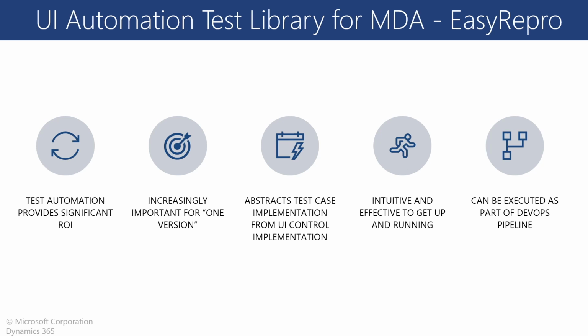It becomes very important for one version to make sure that there is one true version of your software. It abstracts test case implementation from UI control implementation. It's intuitive and very easy to get up and running. And it can be executed as part of your DevOps pipeline. EasyRepro satisfies all of these conditions.